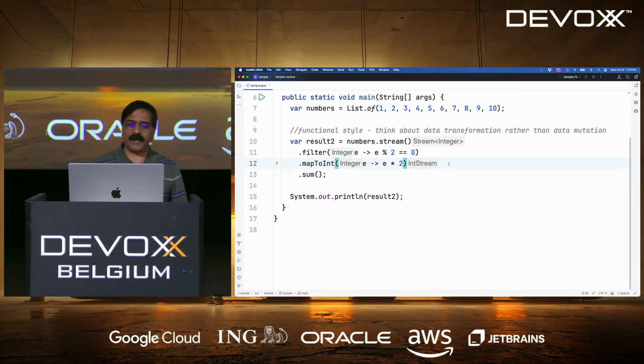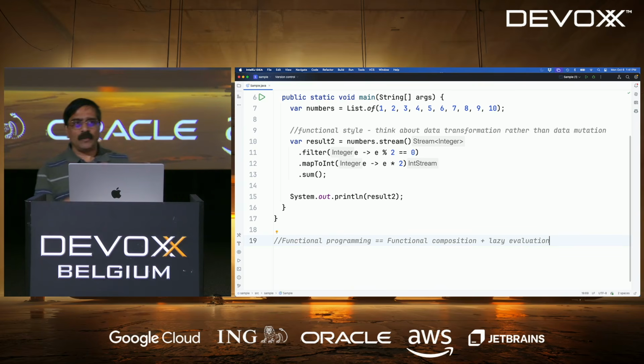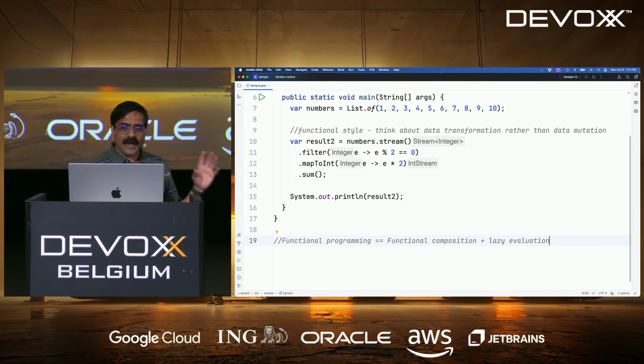But more important, what do functional programming languages really do? This is something we need to really keep in mind. So I'm going to say functional programming is two parts, if you will. One is function composition plus the use of lazy evaluation. To me, these two are very important parts of functional programming.